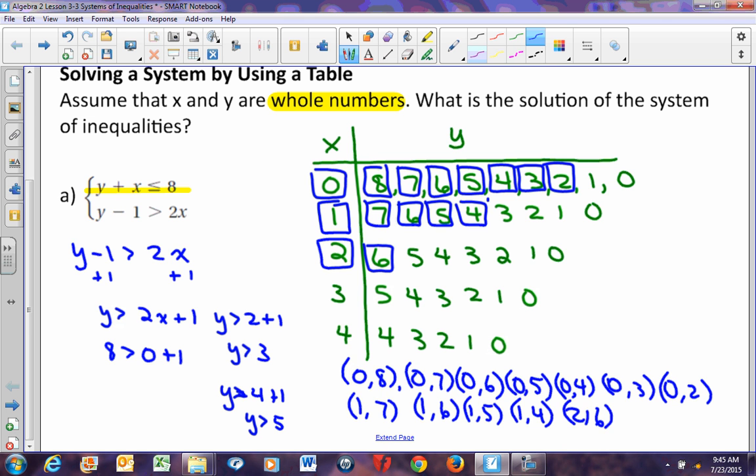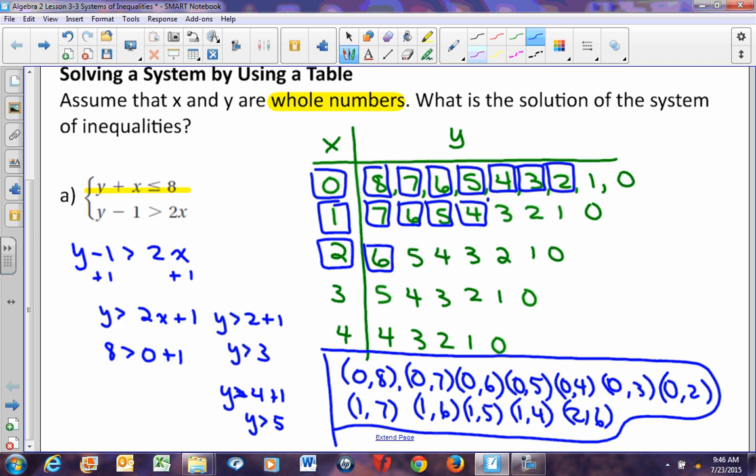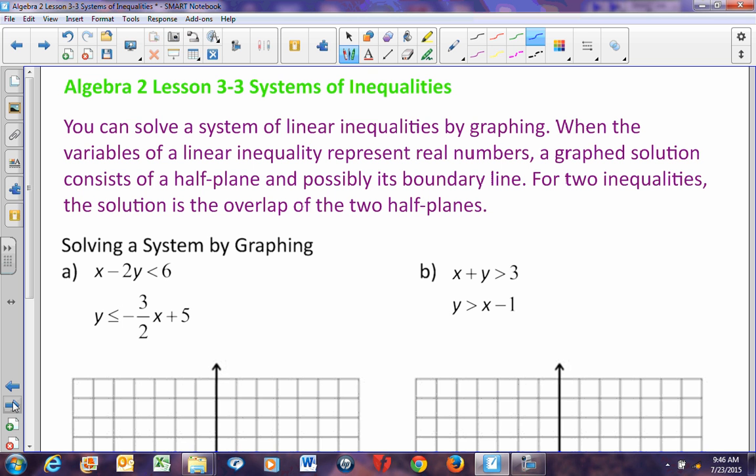Now nobody wants to do all of these ordered pairs all of the time, which is why we don't often use a table. But it is important to understand how a table would work to be able to solve this system of inequalities. The most common thing we do when we solve a system of inequalities is to graph it. When the variables of a linear inequality represent real numbers, a graphed solution consists of a half plane and possibly the boundary line. For two inequalities, the overlap of the half planes is your solution.